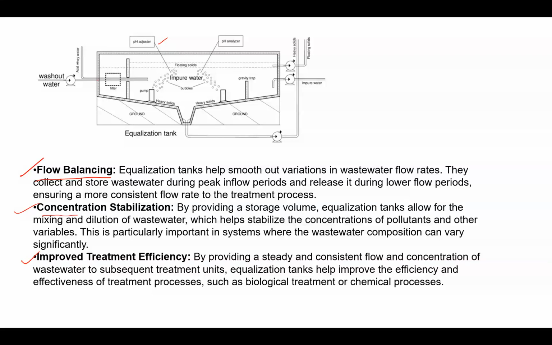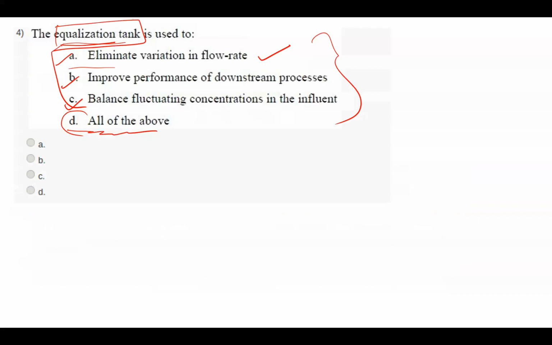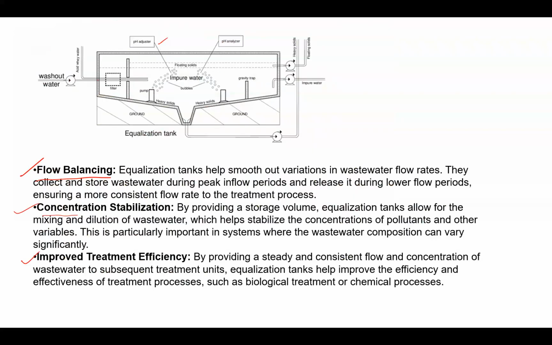If there is more variation in the flow properties and the concentration, the efficiency of the whole system will be low. So for avoiding this, the equalization tank is mainly doing flow balancing and concentration stabilization, to make the system more efficient. That's why it is eliminating the variation in the flow, improving the performance in the downstream process, and balancing the fluctuating concentration in the influent. So it's all done by the equalization tank.